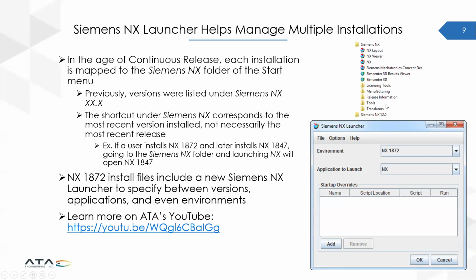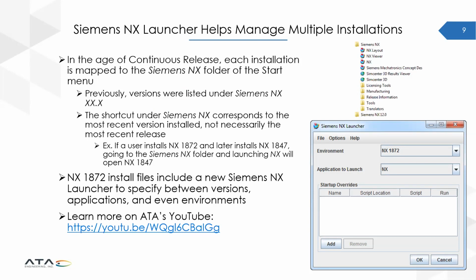I have a screenshot of my start menu on the top right. Previously, we would have Siemens NX 12 and 11 and 10. Now we just have a Siemens NX folder, and inside that I have an NX shortcut and a Simcenter 3D shortcut. The problem is that these shortcuts don't tell you what version they're for. In addition, the shortcut actually points to the most recent continuous release version that you've installed, not necessarily the most recent release of the software.